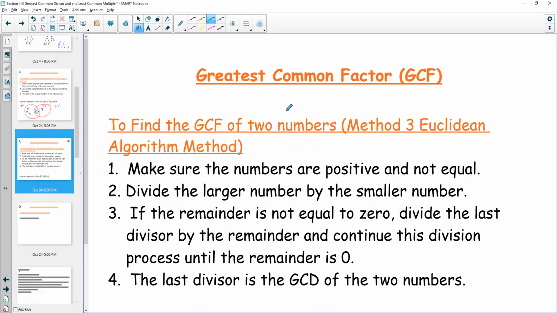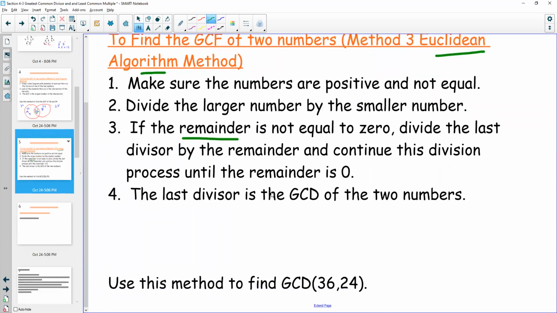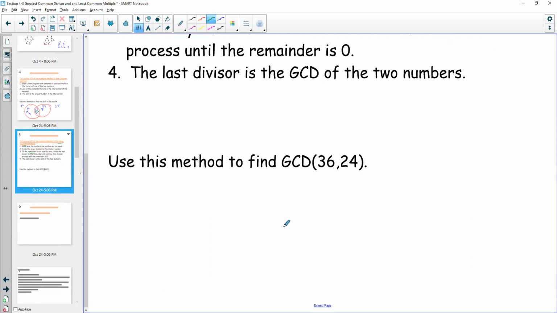So this is called the Euclidean algorithm, okay? You're going to make sure the numbers are positive and not equal. If they're not positive and not equal, it doesn't work. You're going to divide the larger number by the smaller number. If the remainder is not equal to 0, you divide the last divisor by the remainder and continue. The last divisor is the greatest common denominator. This sounds crazy, but here's how it works.